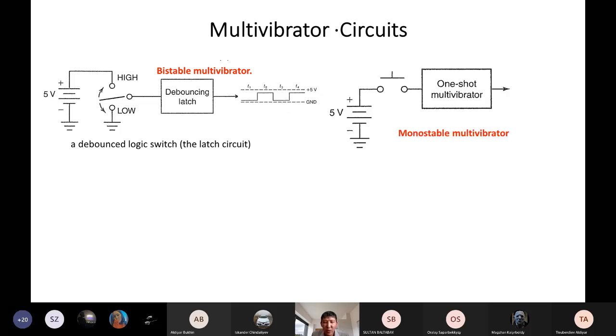Okay, next one we call the one-shot multivibrator. In this case, it's simple. You have a one-shot multivibrator, and you start it by a push button.